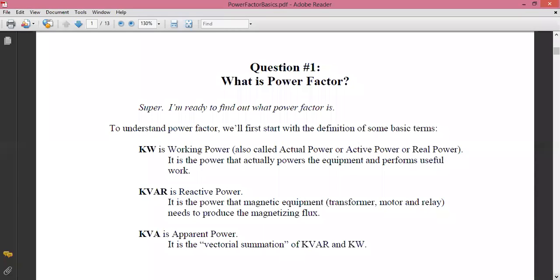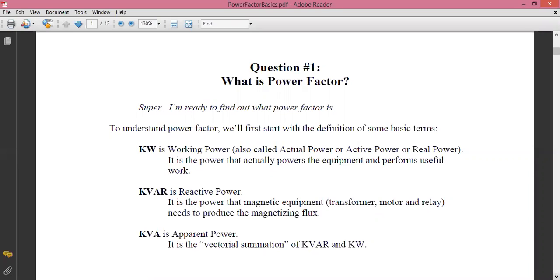Now, in order to understand the power factor in terms of power, first of all you have to understand the basic definitions of active power, reactive power, and apparent power. Now you can see kW. This kW is the working power, also called the actual power, active power, or real power. It is the power that actually powers the equipment and performs its useful work.